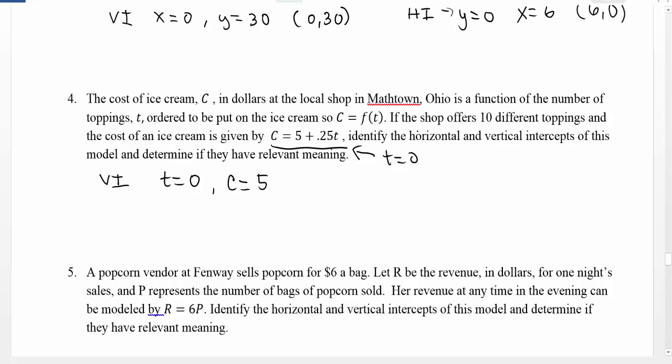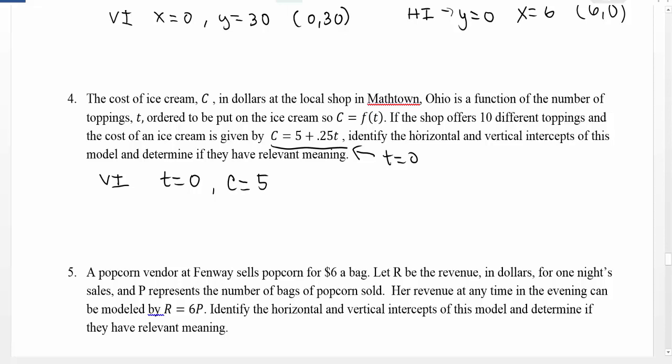So now we have to see if that makes sense. Toppings equals 0, cost equals $5. That makes sense here because that means that if you get no toppings on your ice cream, it's still going to cost you $5 to buy that ice cream. So that makes perfect sense in this context.